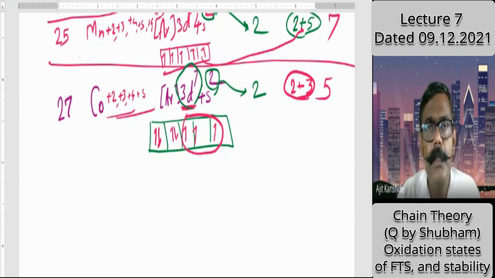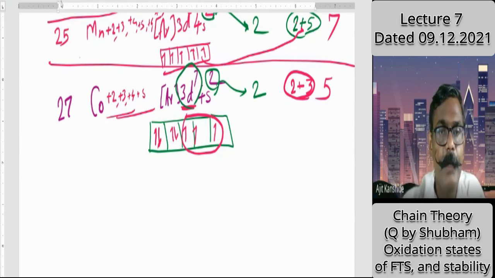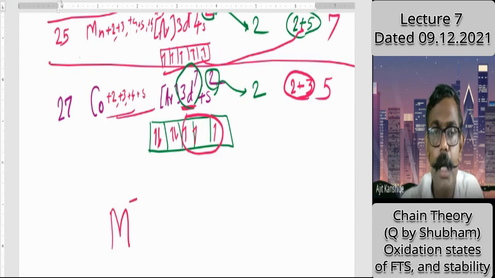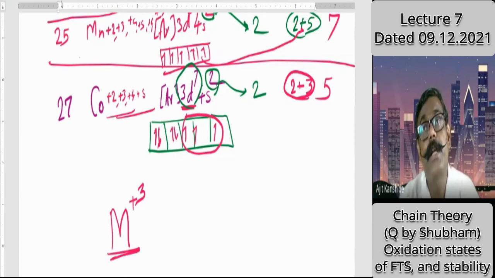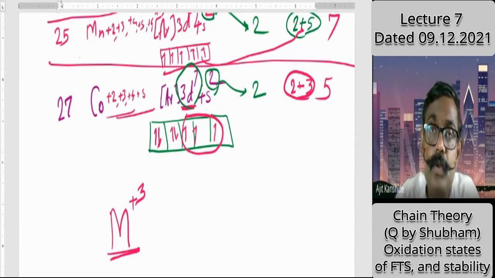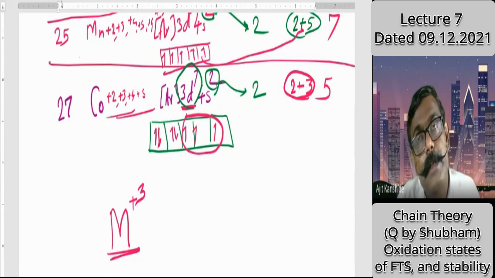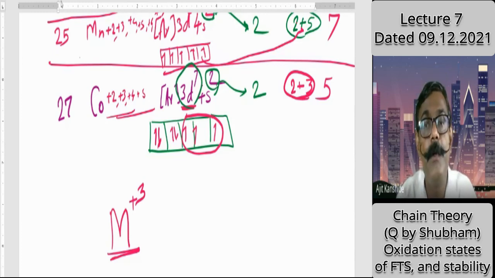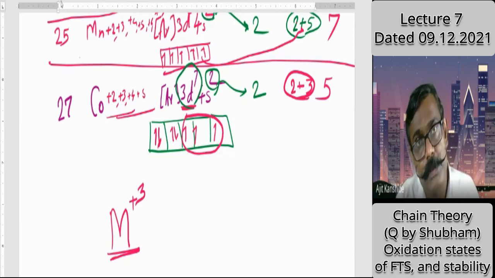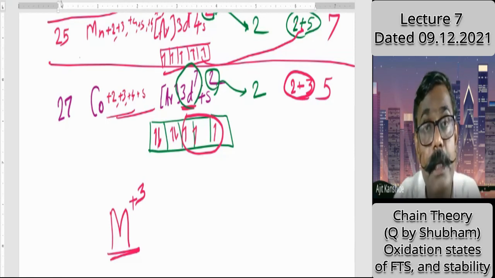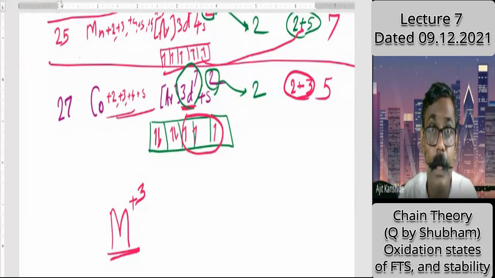But the problem is each oxidation state is not equally stable. It is found that transition series elements in general show the tri-positive oxidation state. If you take scandium, then Sc plus 2 and Sc plus 3 are both possible, but Sc plus 3 is more stable. If you take iron, Fe plus 2 and Fe plus 3, Fe plus 3 is more stable. If you take cobalt, Co plus 2, Co plus 3, Co plus 4, Co plus 5 are all possible, but Co plus 3 is stable. In general, I'm saying it is always stable.